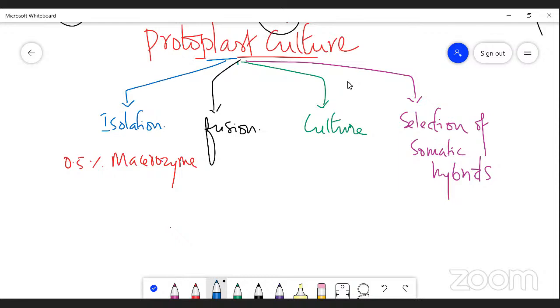In addition to that, 2% of cellulase is taken in order to isolate protoplasts from the leafy portion, which are collected from the plant when we use it as an explant, right? And in addition to that, 13% sorbitol or mannitol is added in a petri plate. Simply, what is taken finally? 13% sorbitol, or it is also known as mannitol.